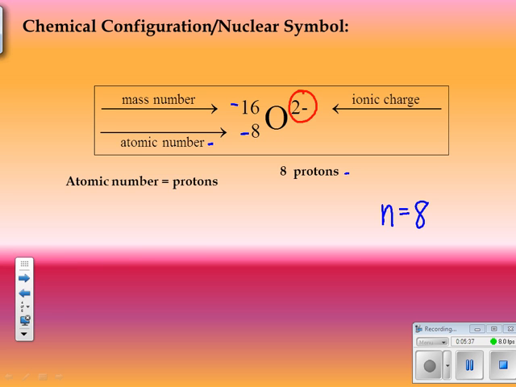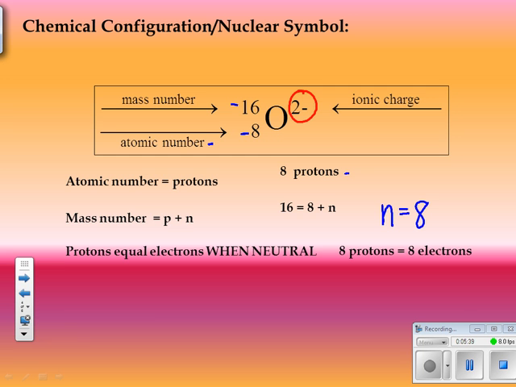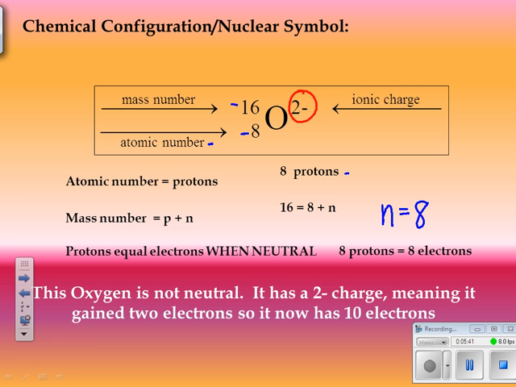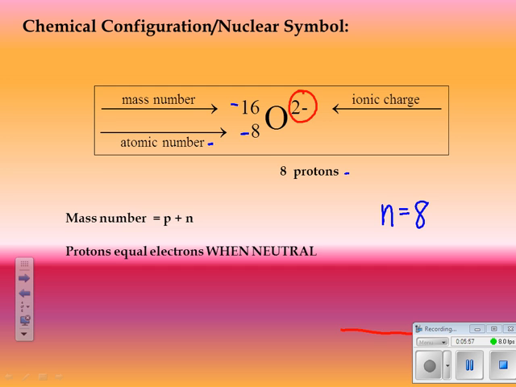Okay? So because that oxygen is not neutral, we know that our electrons and protons will not be equal. Because it's a 2 negative charge, we know that it gained 2 negative electrons. Therefore, what once was 8 electrons has now become 10 electrons.